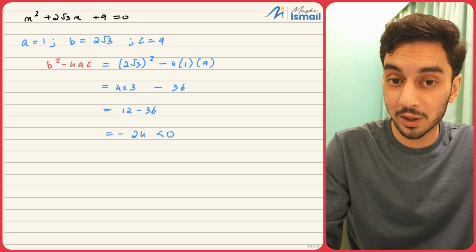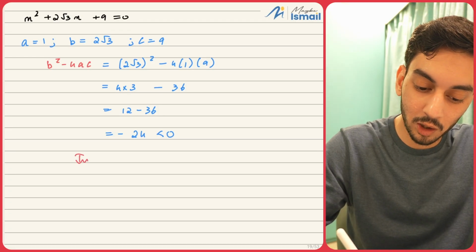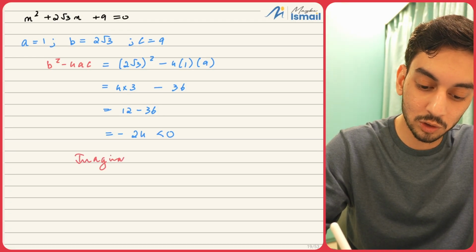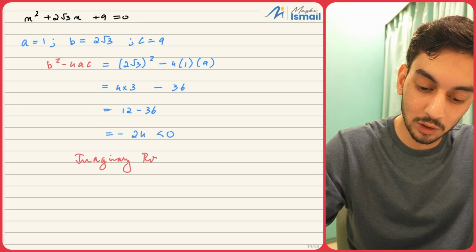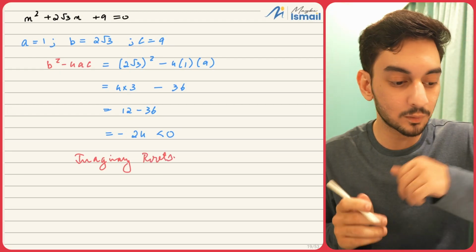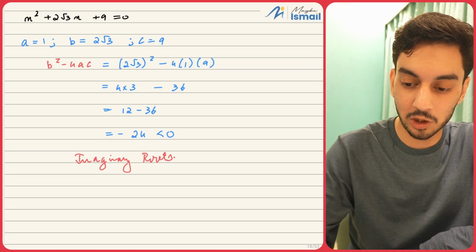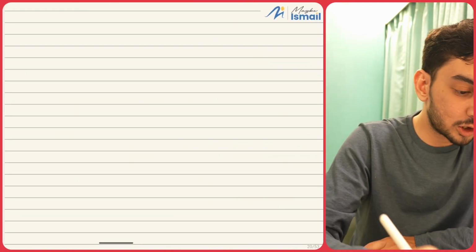If b square minus 4ac is less than 0, I will have no real roots, or I can say imaginary roots. I'll have imaginary roots. I know my handwriting is not very good, sorry for that, guys. So that is what it is, imaginary roots. Let us move ahead to another question, same kind of question.